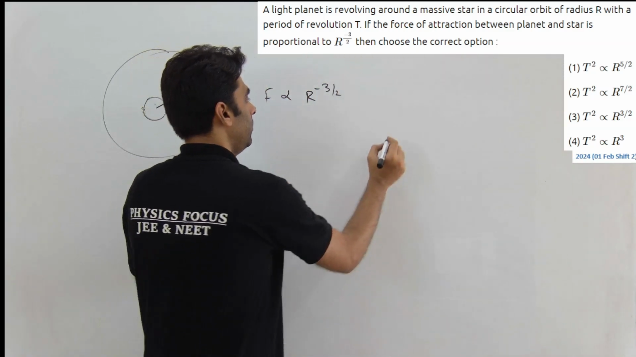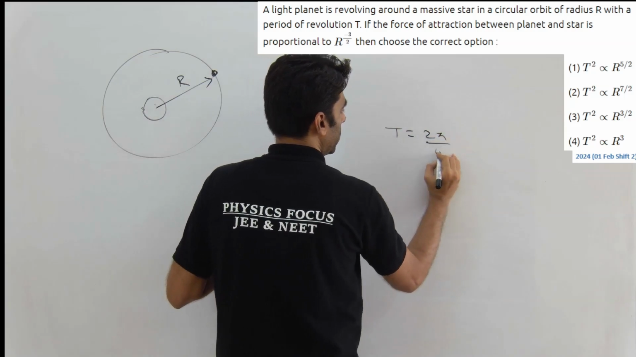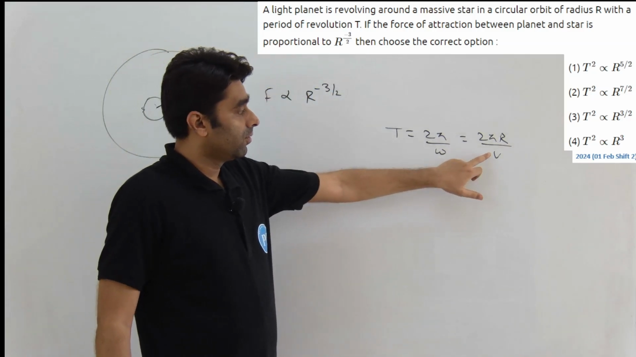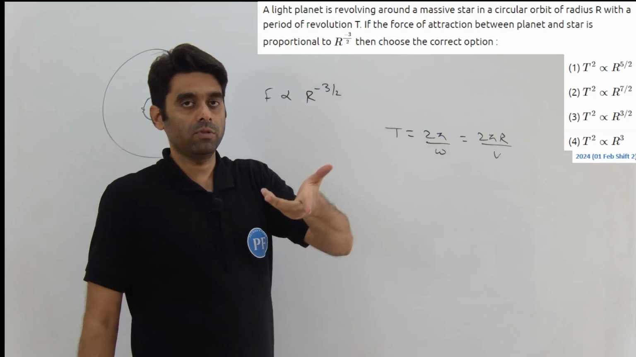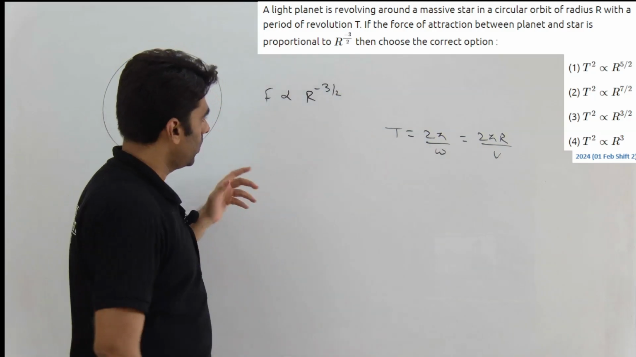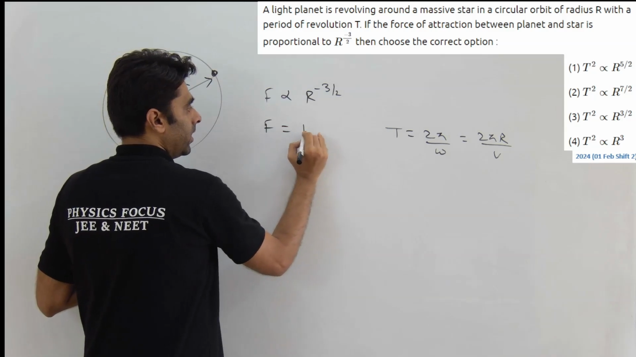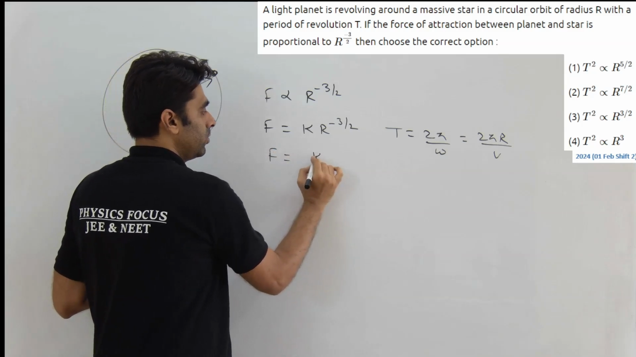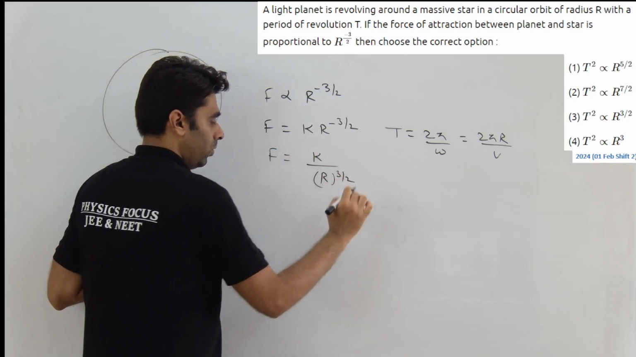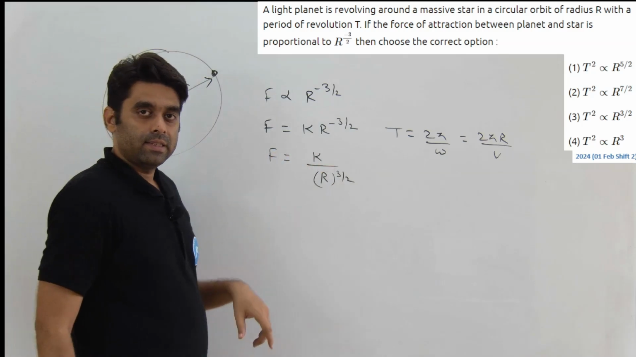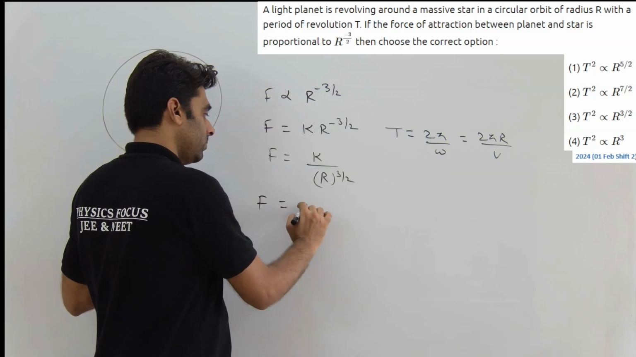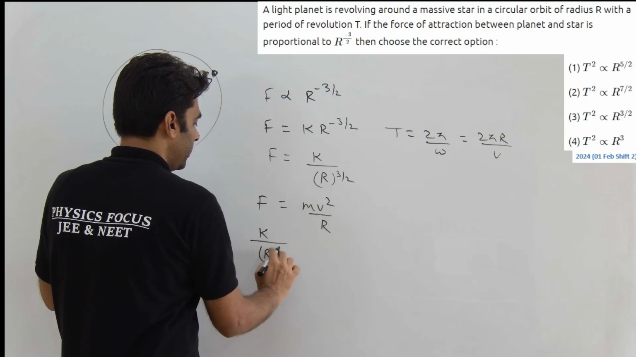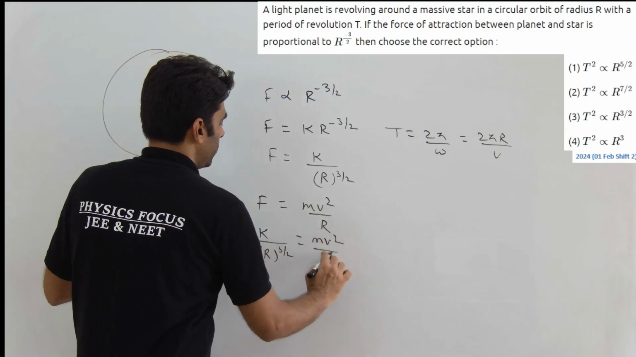Okay, how to deal with it? Beta, time period, we know time period is 2 pi by omega or 2 pi r by v, right? If somehow we can find out v or omega in terms of r, we will get our time period proportionality with r. This force we can write as k r power minus 3 by 2, constant over here. Proportionality. So F is equal to k by r power 3 by 2. This force is providing the necessary centripetal force. What is our centripetal force? F is equal to mv square by r. Let's substitute: k by r power 3 by 2 is equal to mv square by r.